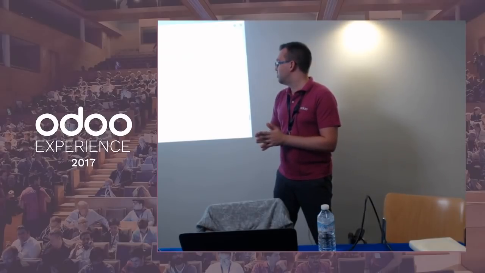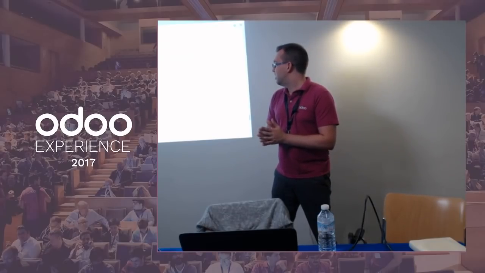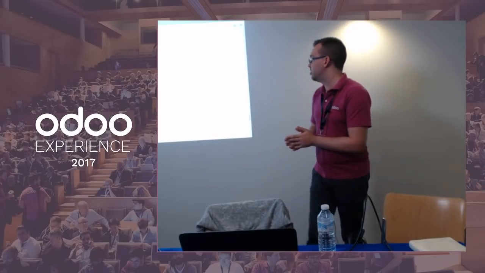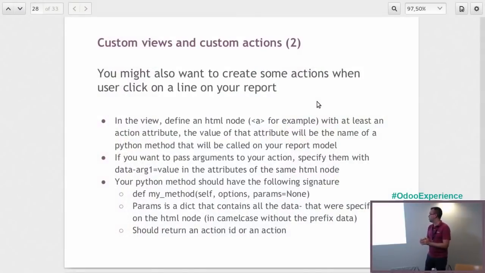I will show you an example after that. And then your Python method should always have the following signature. It should take 2 arguments, which are options and params. Options is obviously the value of the filters, and params is a dictionary that contains all the data that were specified on the HTML node. So that's the parameter you pass to your action. And this method should always return an action ID or an action.